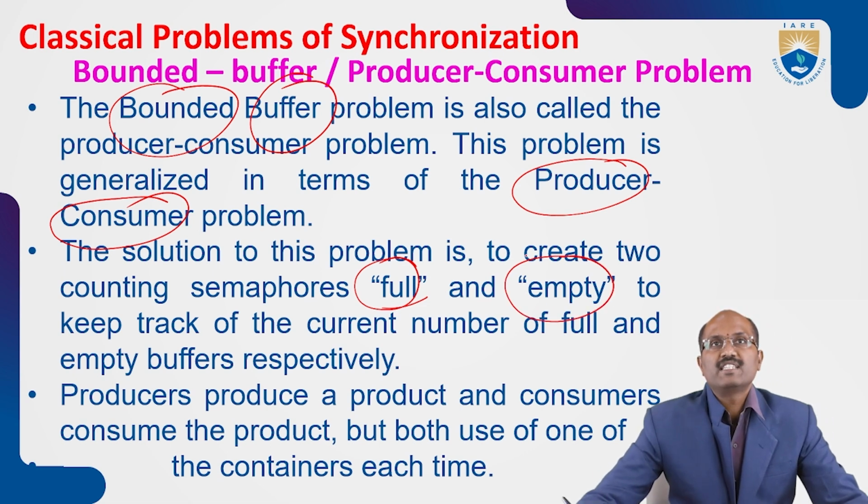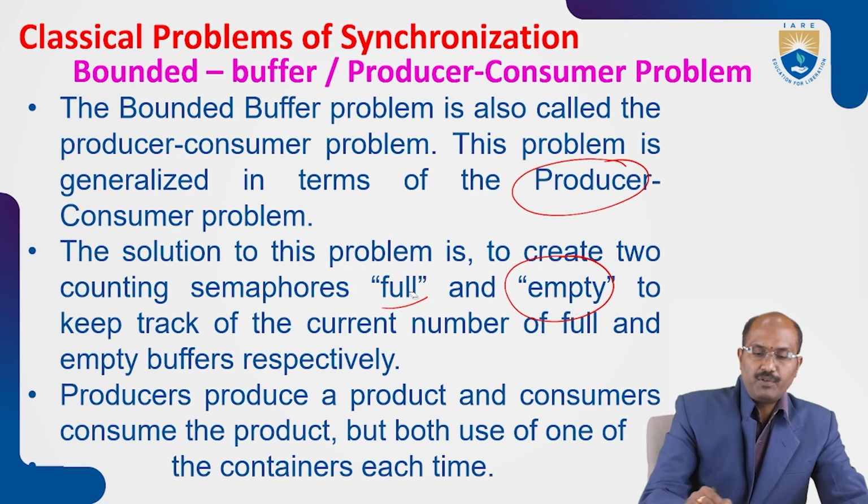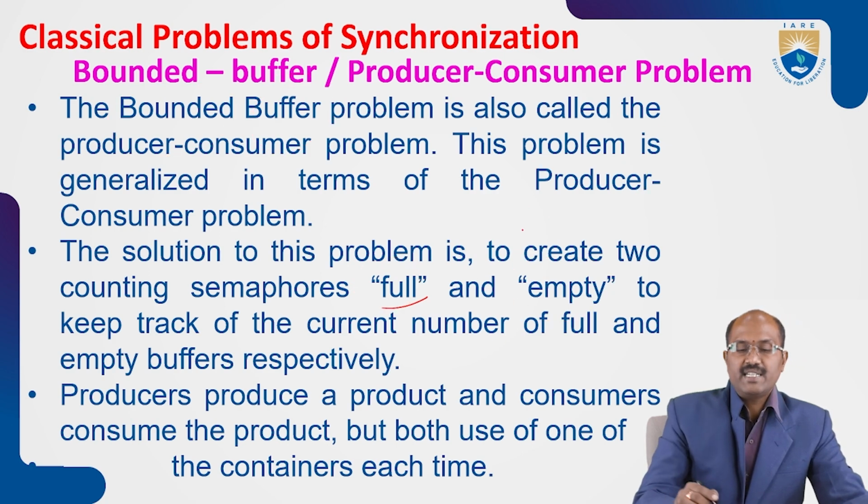A semaphore is a protected integer variable that allows one of the processes to enter its critical section, to keep track of the current number of full and empty buffers respectively. The producer produces a product and the consumer consumes that product, but both use one of the containers each time. So the bounded buffer problem is discussed in detail here.